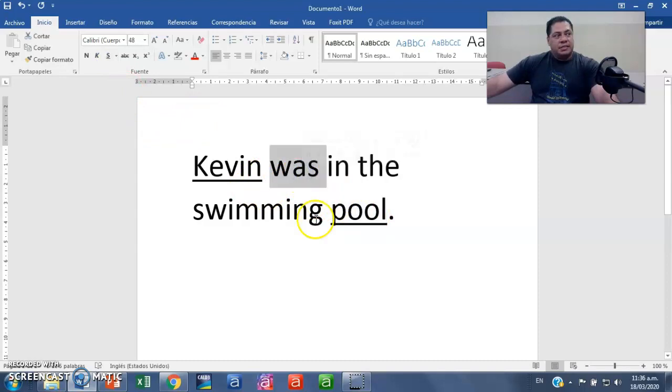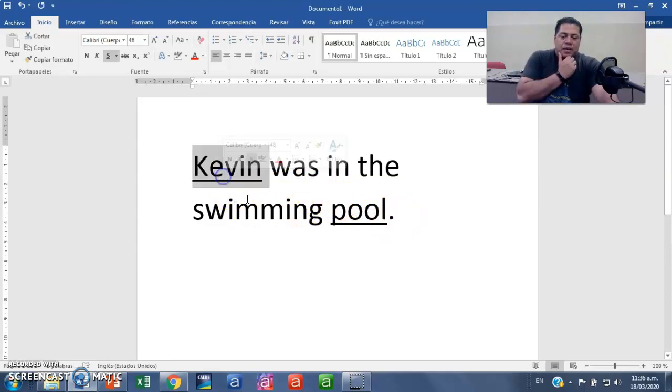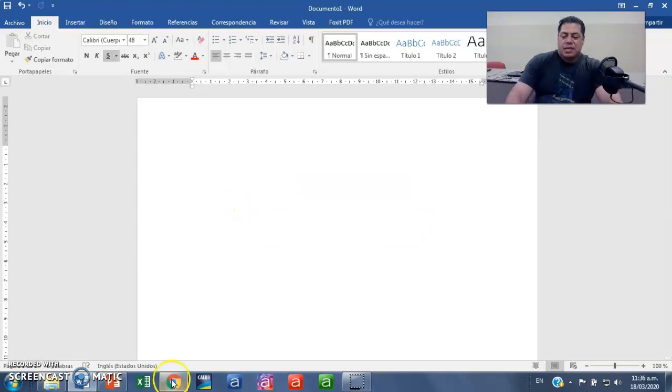Now, this is the verb. The verb tells me not that Kevin is doing an action. It only shows me that Kevin is the center of attention. It shows the state. Who was? Who was in the pool? Kevin. Or was the pool in Kevin? That doesn't make sense, right? So, Kevin would be the subject for this sentence. Okay? Now, that's the subject, people.